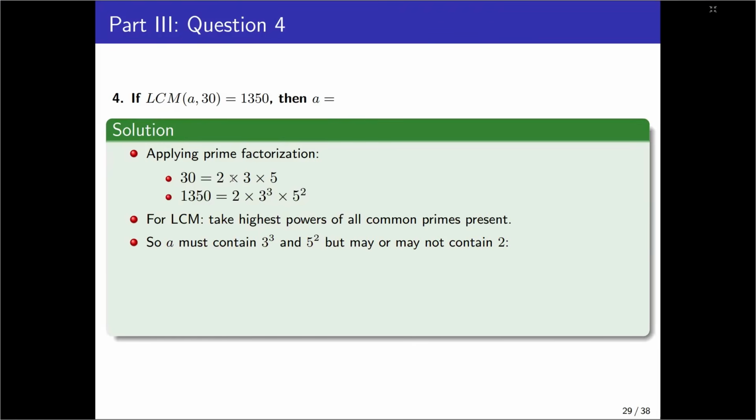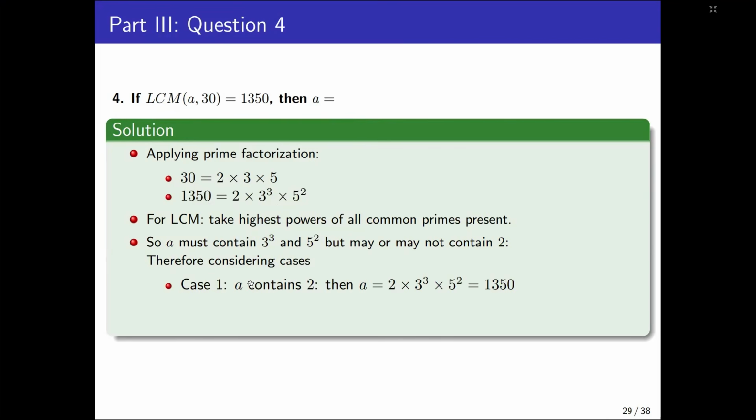So A must contain 3 to the power of 3 and 5 to the power of 2, but may or may not contain 2. 2 may or may not be a prime factor of A, so we have to consider cases.